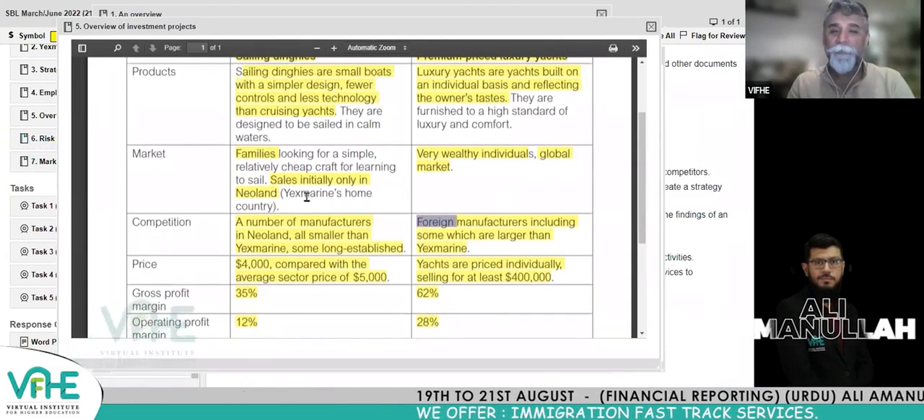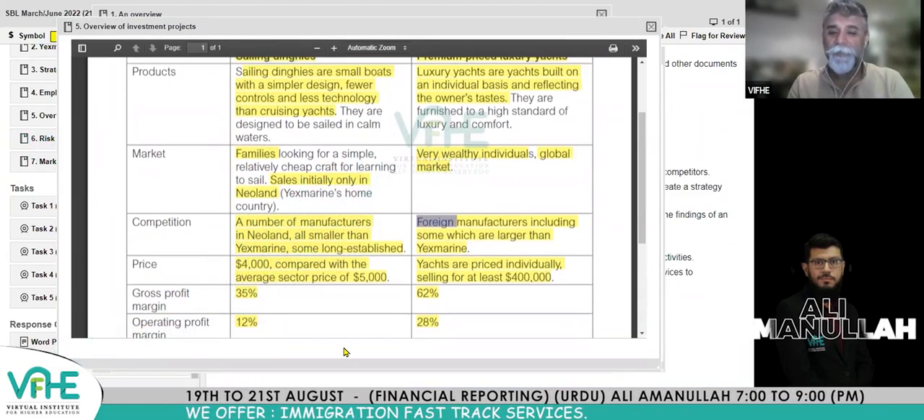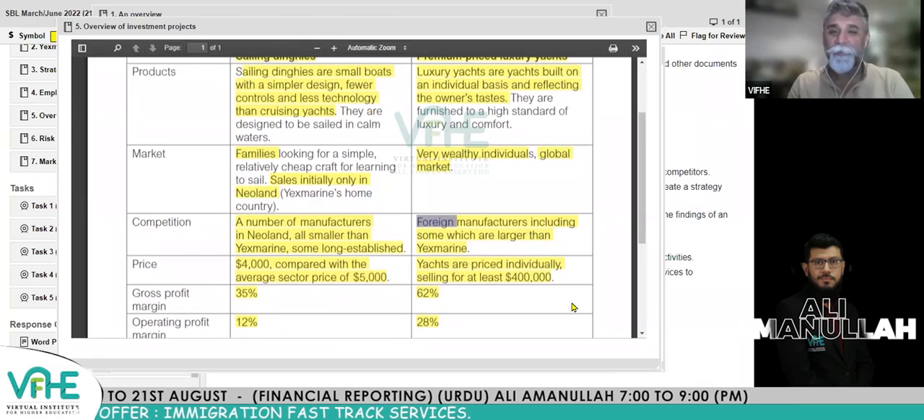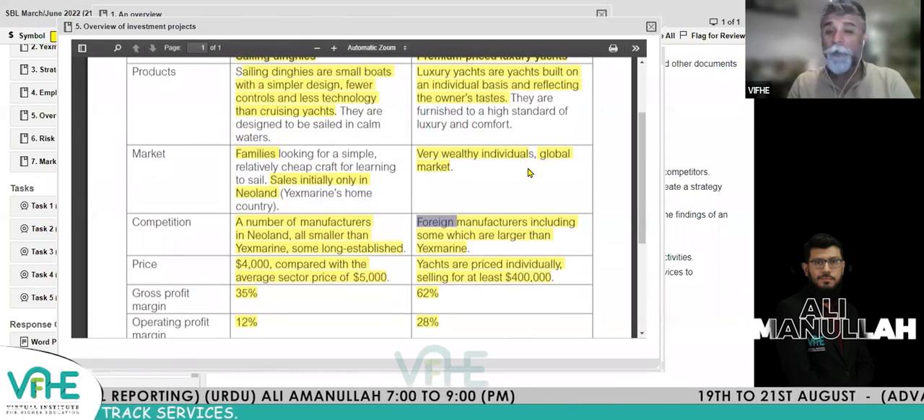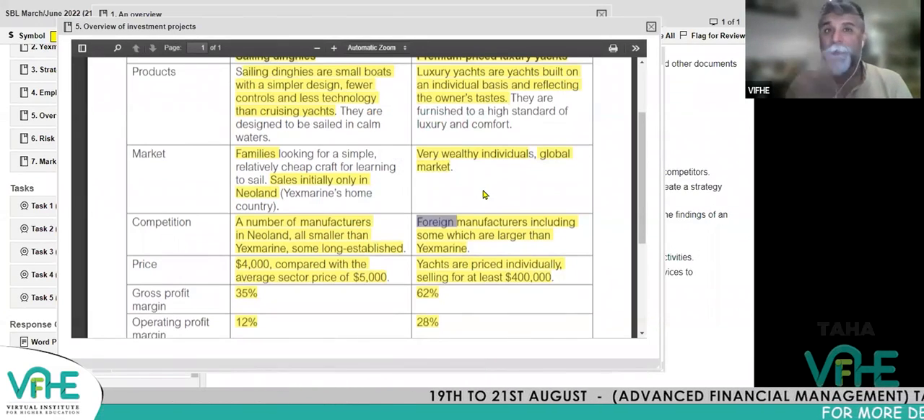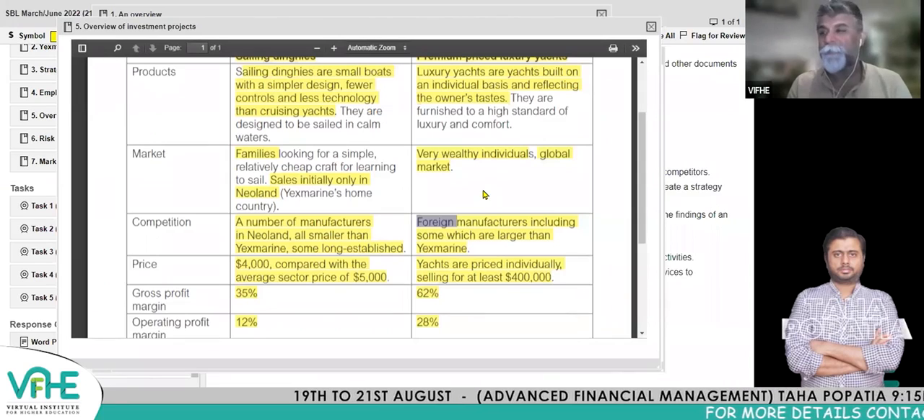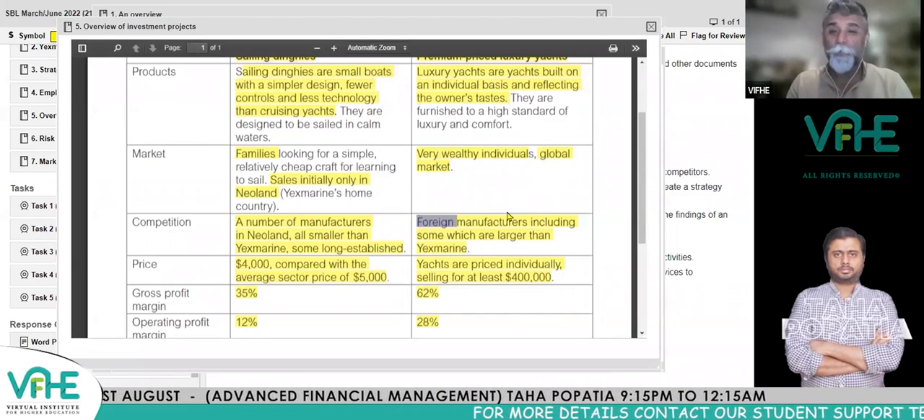In terms of market, which one has a better potential? Yachts, right? It's a global market, wealthy customers, so we get high margins. We're not dealing with price sensitive, poorer people, and it's global, I think.